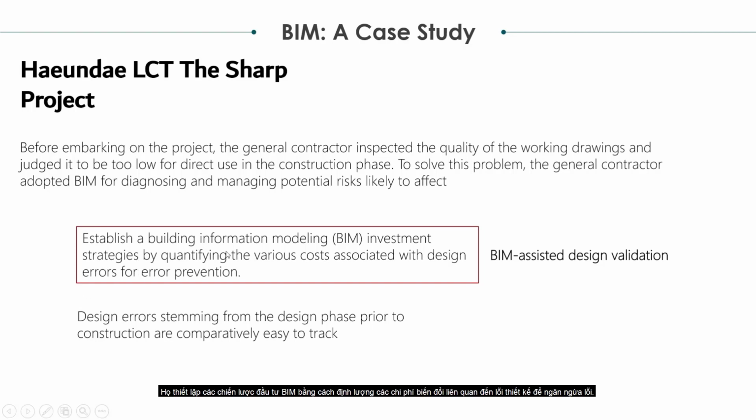So they established a BIM investment strategy by quantifying the various costs associated with design errors for error prevention. They call this BIM assist design validation. So they built a model in BIM and checked it against the working drawings. They also quantified the various costs that may result from the errors. This is easier because the design errors stemming from the design phase prior to construction are comparatively easy to track by using BIM.